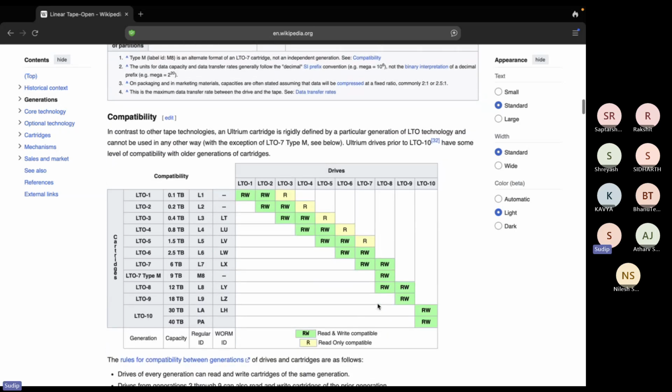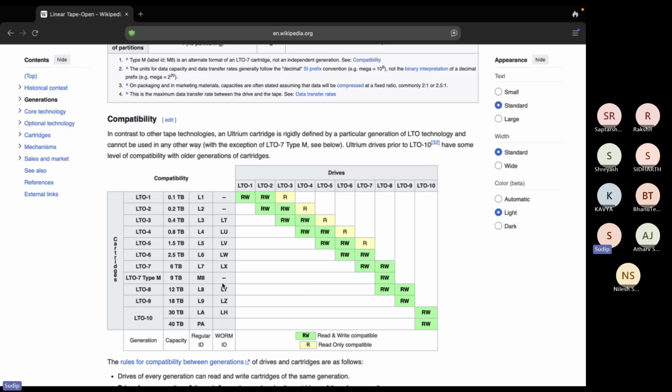Then these are compatibilities. What does this compatibility matrix mean? If you are using a tape drive, that is, the read write head, of a certain generation, it can read and write the tapes of which generations. Generally, it can do n and n minus 1. So if you see LTO1 all the way till LTO7, it can read only the current generation and its previous generation.